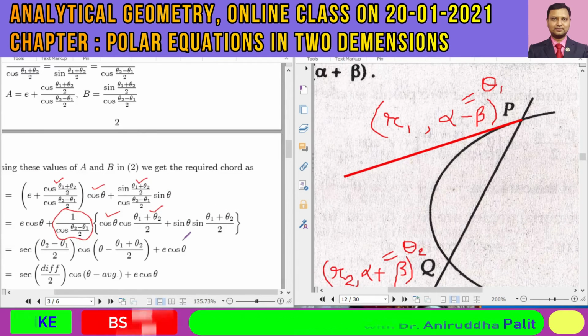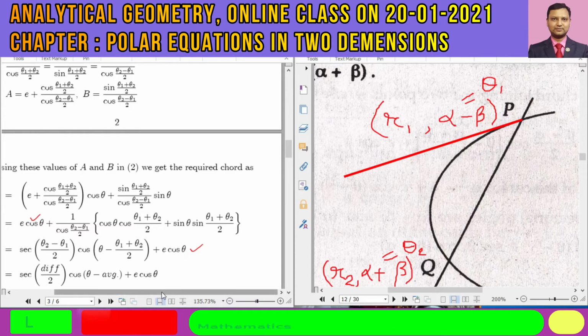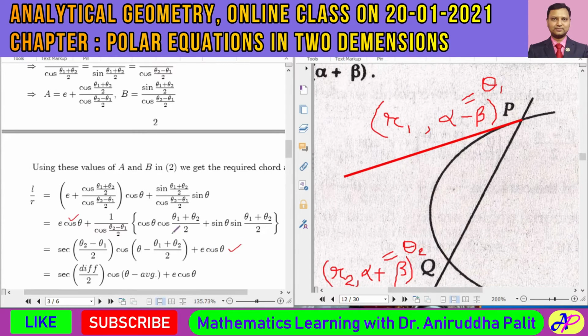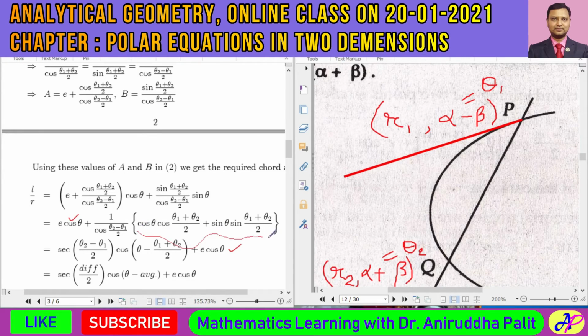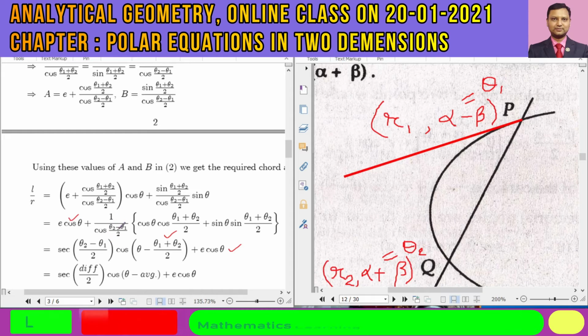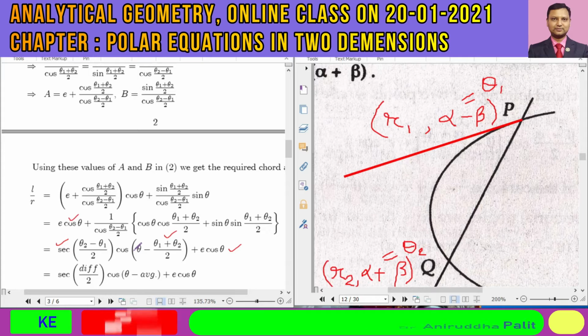So in this fashion we make the computation, and this E cos theta is written at last over here. And this total expression within the bracket can be written as cos of (theta minus (theta 1 plus theta 2) divided by 2), and this 1 by cos of (theta 2 minus theta 1) by 2 can be written as sec of (theta 2 minus theta 1) by 2.